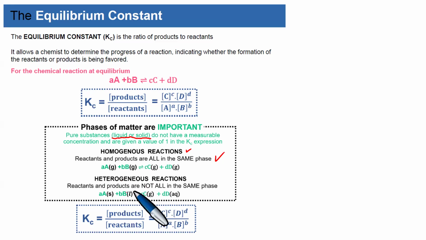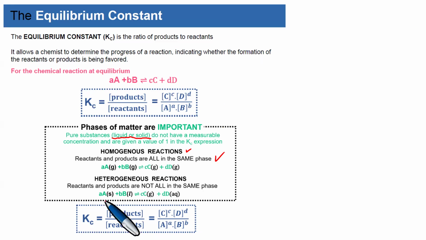Now, let's look at the next one. Looking at heterogeneous reactions, the reactants and products are not all in the same phase. So now we have aA plus bB, forward and reverse reactions, and cC plus dD. But you can see A is in the solid state, B is in the liquid, C is a gas, and D is in the aqueous state. Okay, we're good. Let's continue.